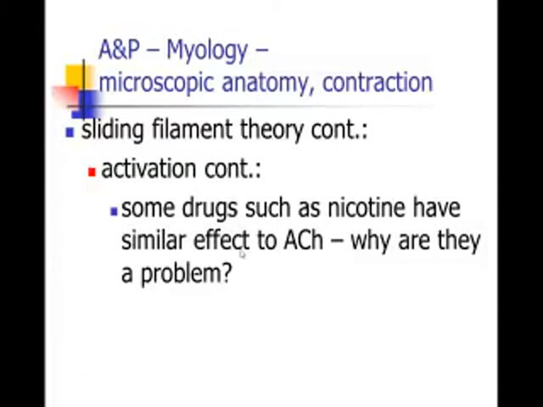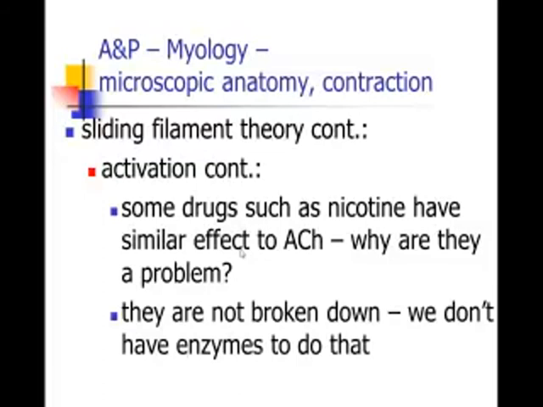And there's only one nerve interacting with each single muscle cell. So if you're going to have multiple contractions of a muscle cell, that same nerve has to stimulate it multiple times. Now there are some drugs, such as nicotine, that affect the muscle cells pretty much the same way as acetylcholine does. And that's a problem. Why is that a problem?